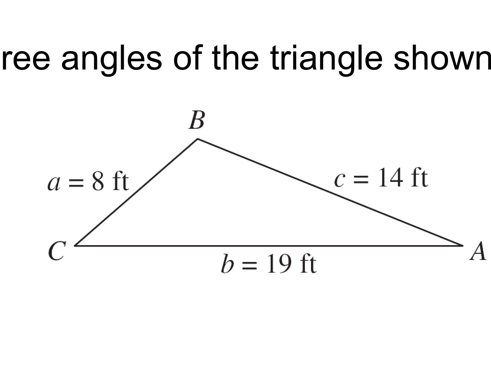Not hypotenuse. I get what you're saying, but that's not a right angle because there's not a 90 degree square there, so you can't assume that it's a right angle. How do you know which angle is the biggest? The biggest side is across from the biggest angle. So your largest angle here is B. So let's find B first, all right?